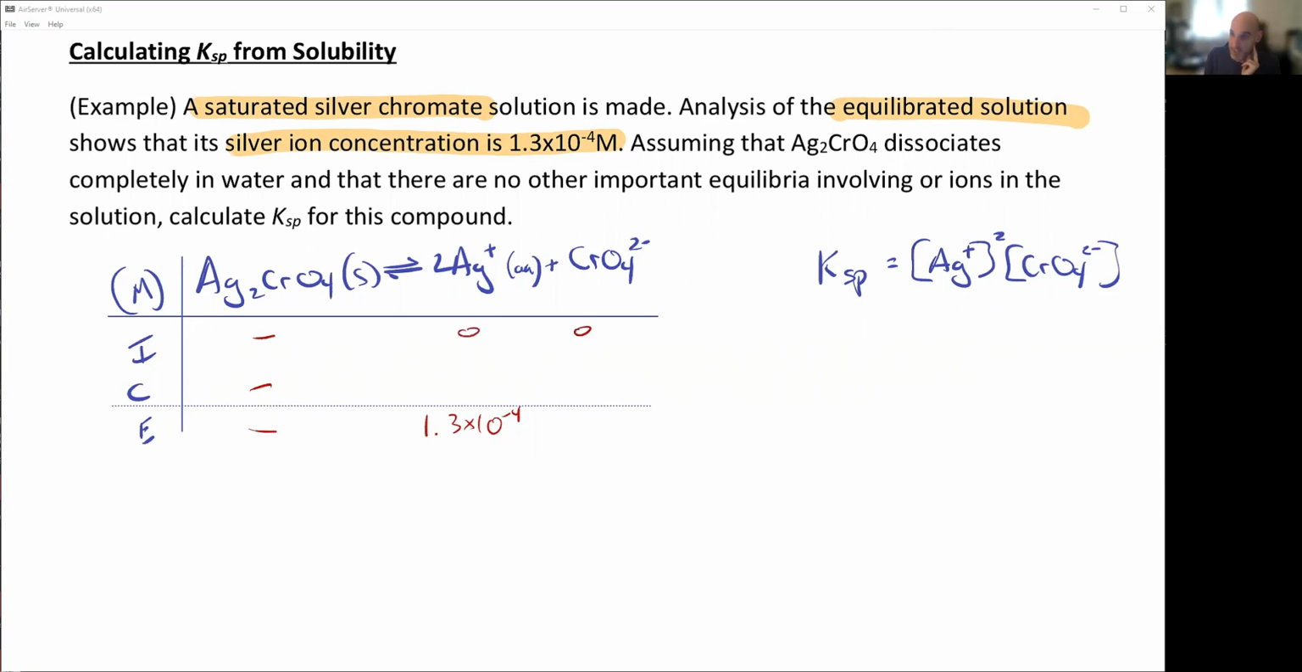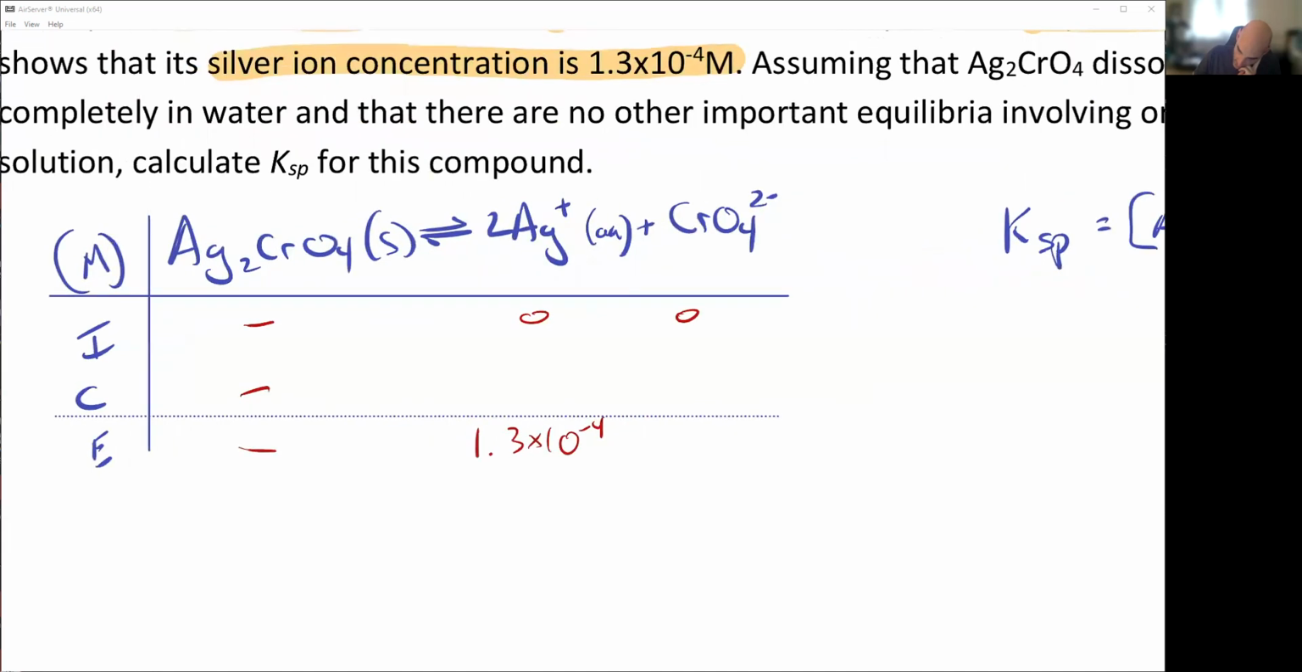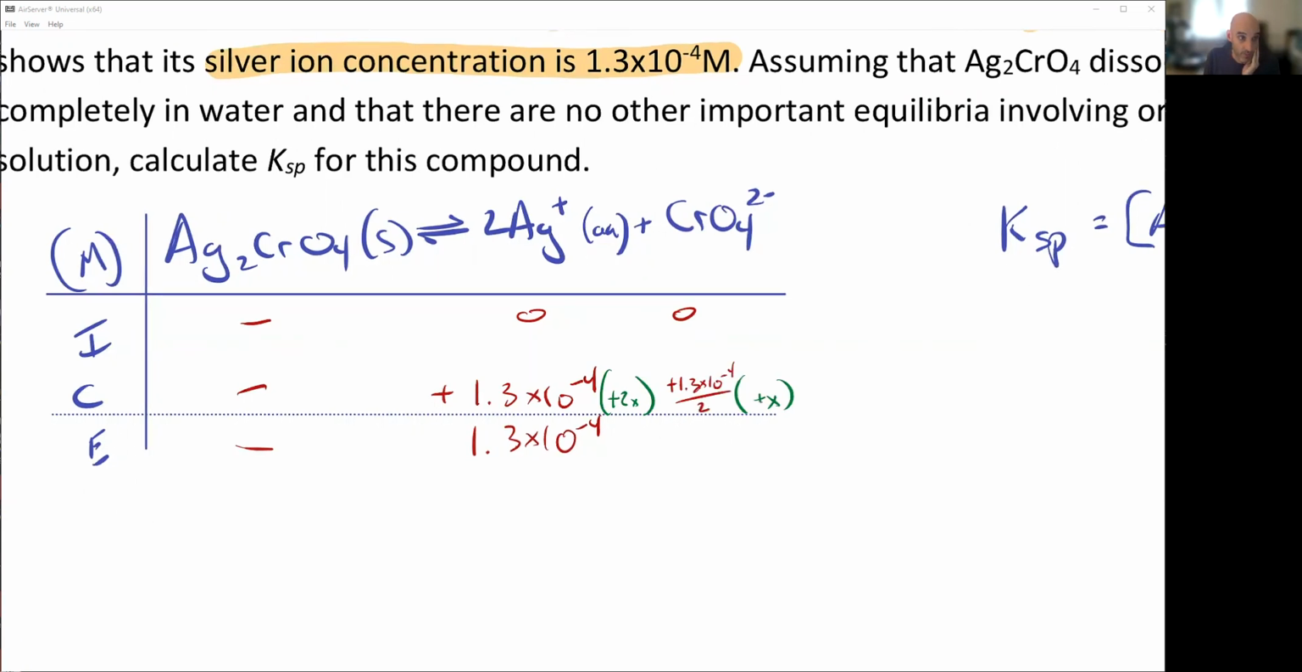I don't have any of my starting materials. What we can recognize is that I am going to gain plus 1.3 times 10 to the minus 4 ions of silver, because that's what I see in the equilibrium mixture. So how much chromate do I gain? Again, this is an X and a 2X thing. I gain 2X amount of this, meaning I gain X amount of that. So it's simply plus 1.3 times 10 to the minus 4 divided by 2, which turns out to be, just to make numbers easy, 6.5 times 10 to the minus 5.